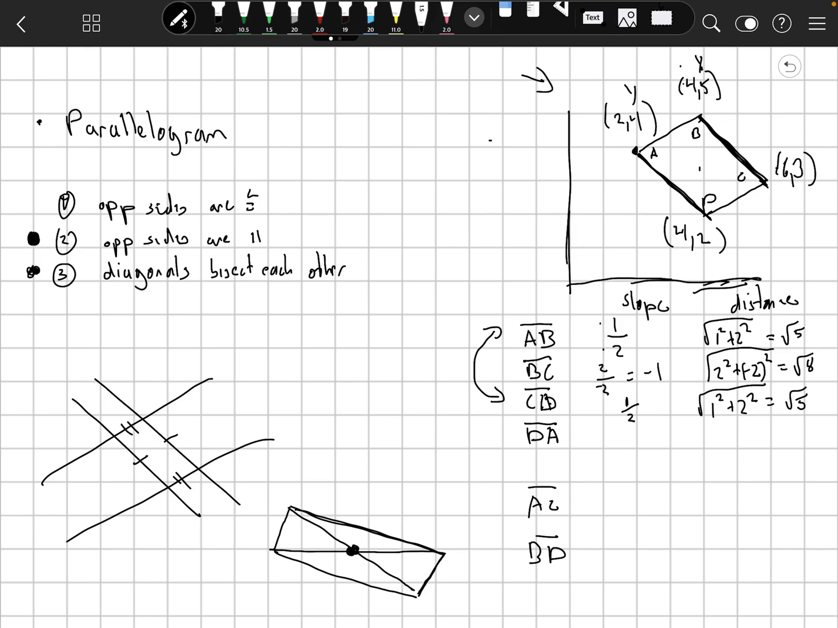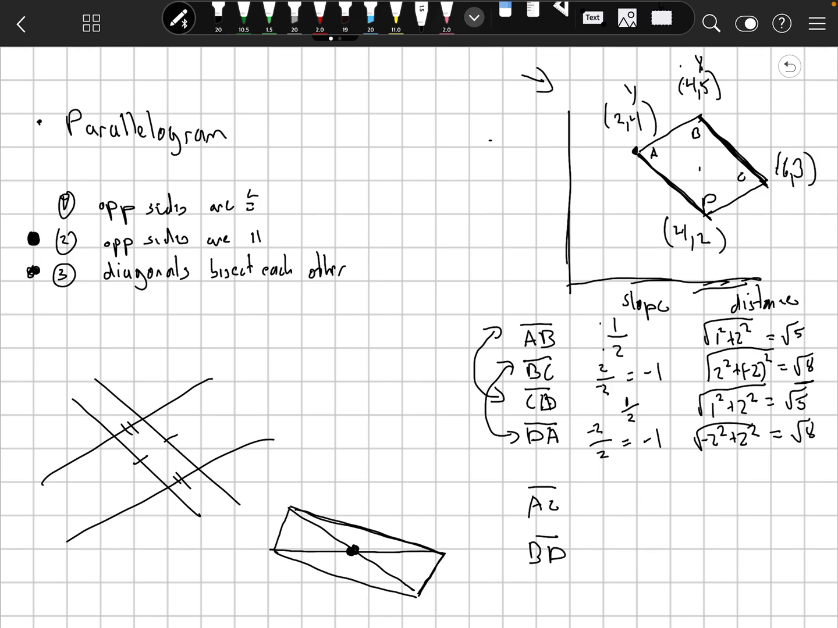Okay, DA. So let's go 2 minus 4, that's -2. And 4 minus 2, that's 2. -2 over 2, also -1, which we kind of expected because opposite sides should have the same slope. And then I'm guessing a square root 8 there. But let's just go ahead and check it. So -2 squared plus 2 squared, and we get square root 8.